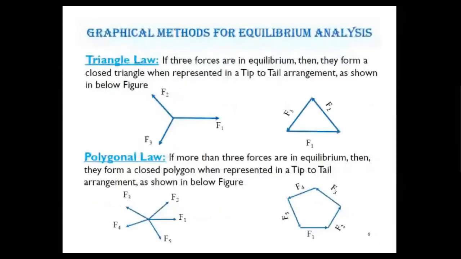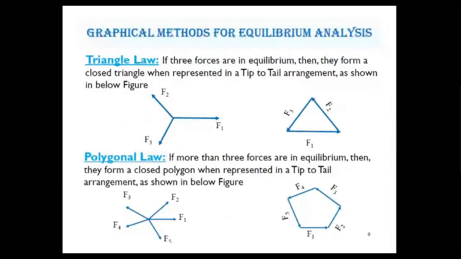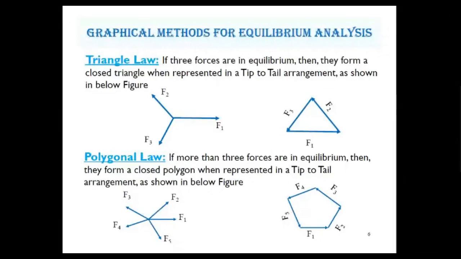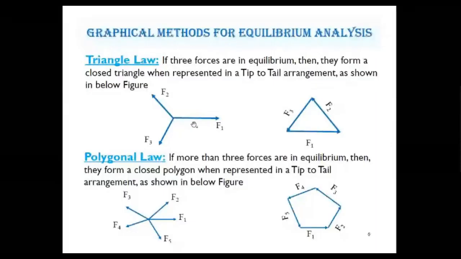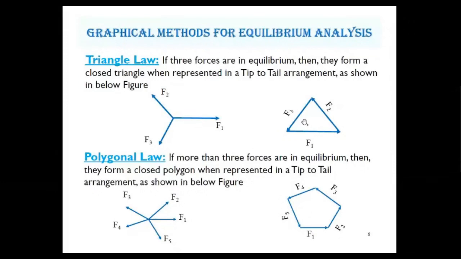Instead of solving it mathematically, you can also solve it graphically. Graphically, you can use the triangle law or polygon law of forces. In the triangle law, if there are three forces in equilibrium, then they must form a closed triangle when represented in a tip to tail arrangement. So the triangle law is only valid for three forces which are in equilibrium. If you have F1, F2 and F3, these are concurrent forces, and if I represent them in a tip to tail configuration, they must form a closed triangle if the body is in equilibrium. And if they are not forming a closed triangle, it means the body is not in equilibrium.